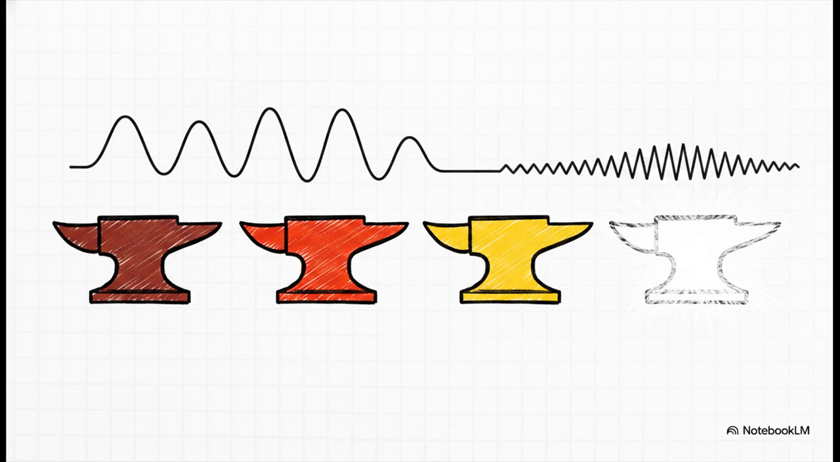This is called Wien's displacement law, and it perfectly explains something you've probably seen in your everyday life. Think about heating up a piece of metal. First, it turns a dark red, but as you pump more heat into it and the temperature spikes, the peak radiation shifts down the spectrum and the metal turns bright red, then yellow, and finally a blinding bright white.